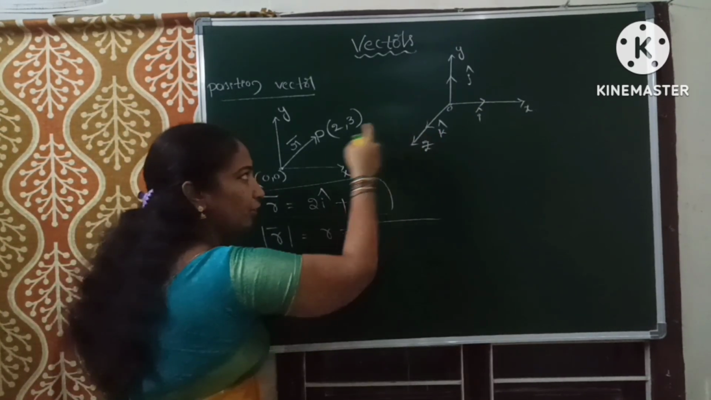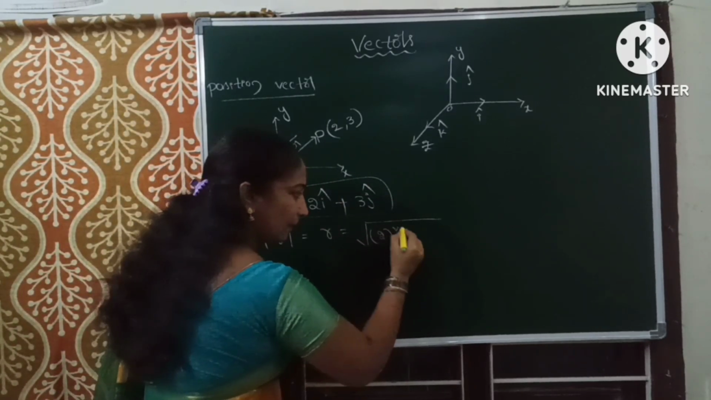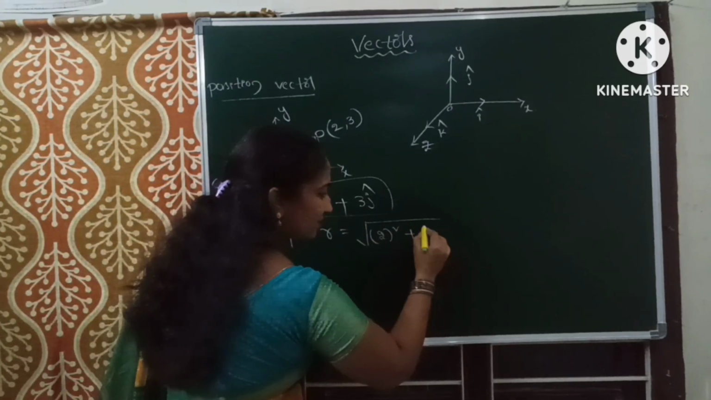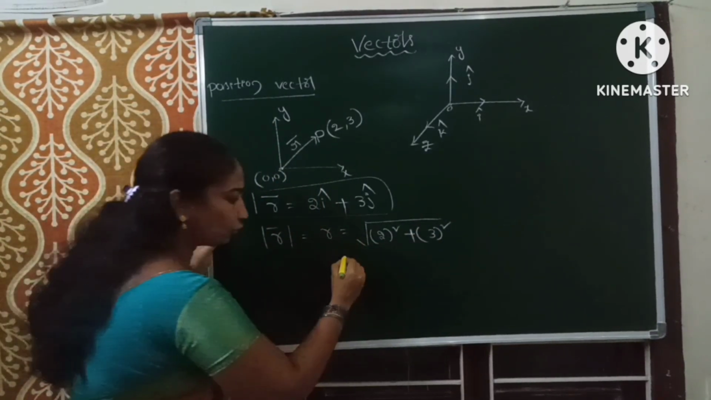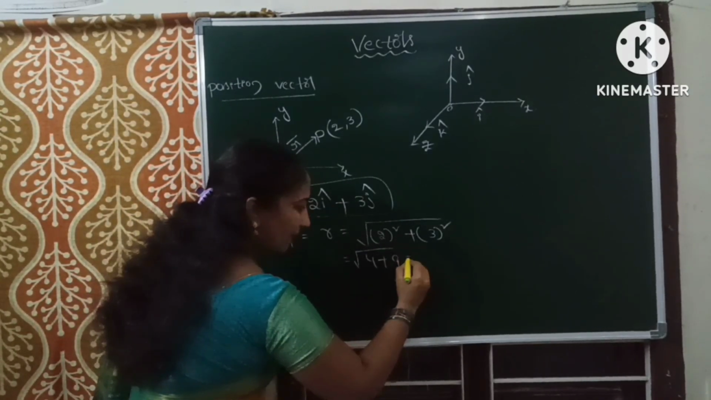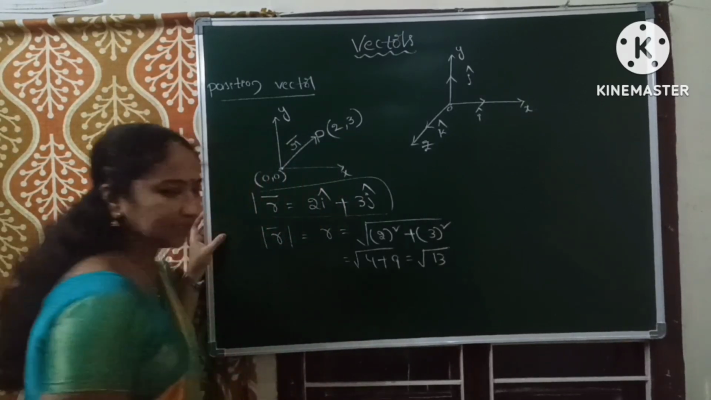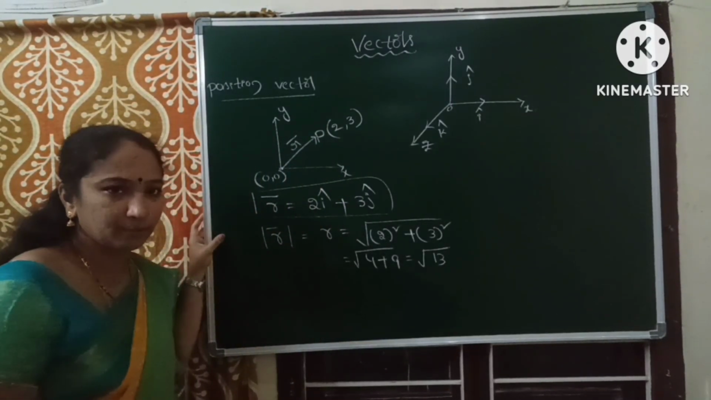In x direction, how many units did it travel? 2 units it traveled. So that means 2 whole square plus, along y direction how much did it travel? 3 units it traveled, 3 whole square. Simply 2 square becomes 4 and 3 square becomes 9. So magnitude of r bar is square root of 13. Simply it is a magnitude, so root 13 is a magnitude, a pure number.